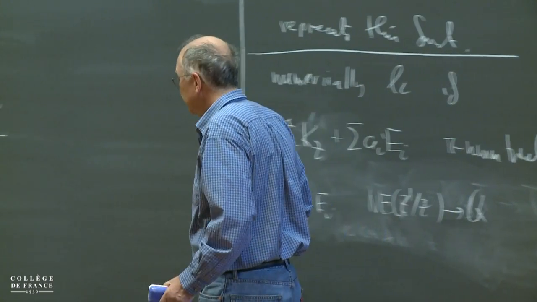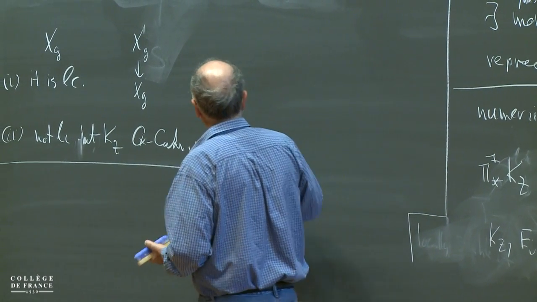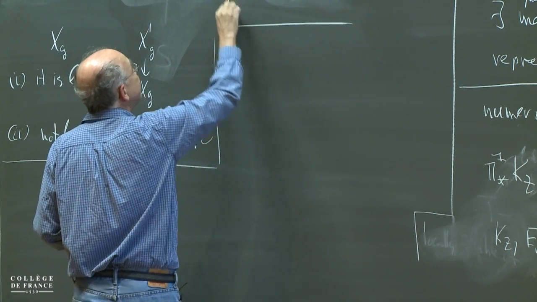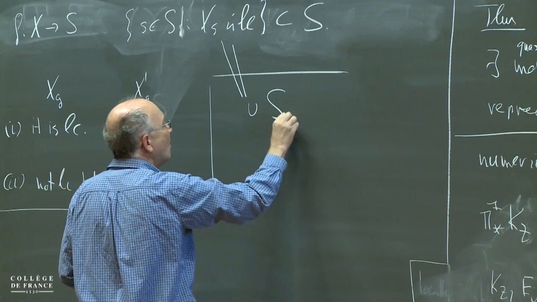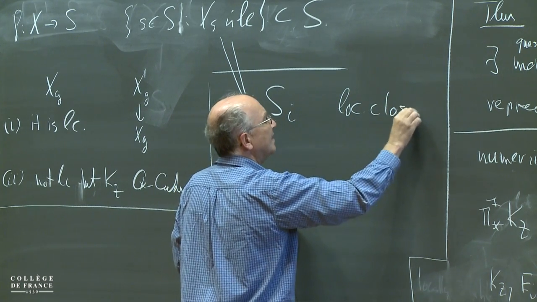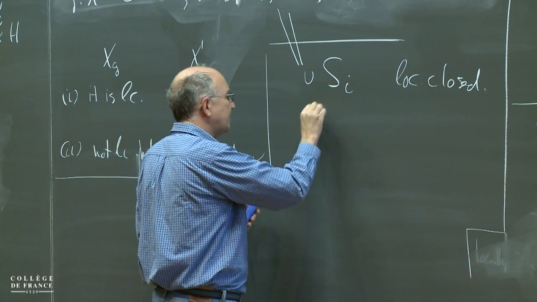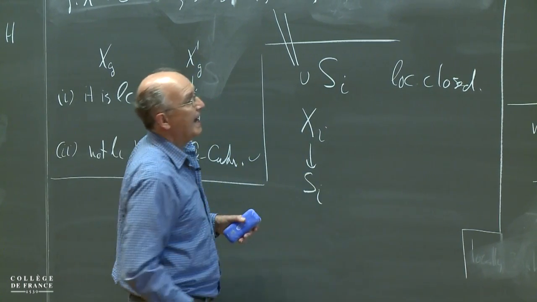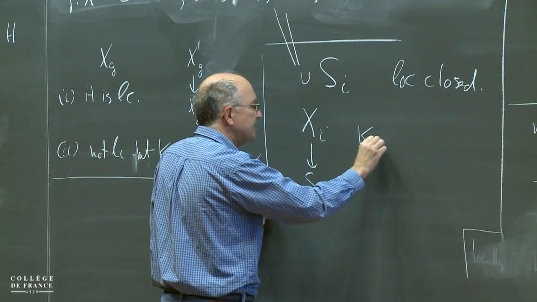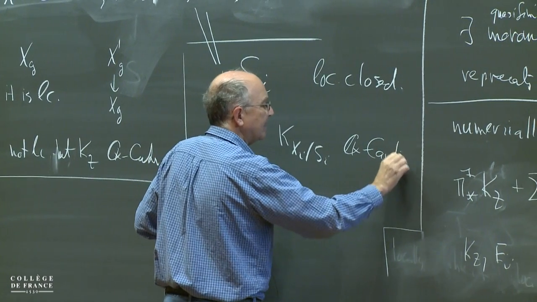Okay. Now, in fact, we get something stronger: we can write this locus as in fact the union of some S_i, where the S_i are locally closed. Okay? And so if you look at the induced map X_i over S_i, then these are locally stable families. So then indeed by our construction, the K_{X_i/S_i} are Q-Cartier. Okay?